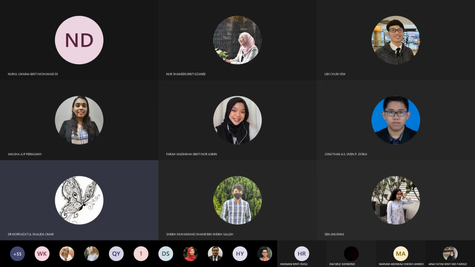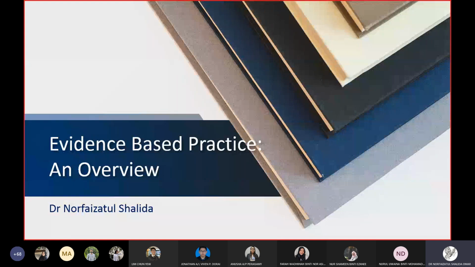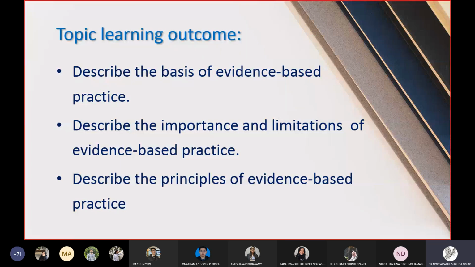Okay, shall we start? So this is another important component in the research. You need to know what is meant by evidence-based practice or evidence-based medicine, and how to apply it. So describe the basis of evidence-based practice, describe the importance and limitations of evidence-based practice, and describe the principles of evidence-based practice. This is what you need to know under evidence-based practice.